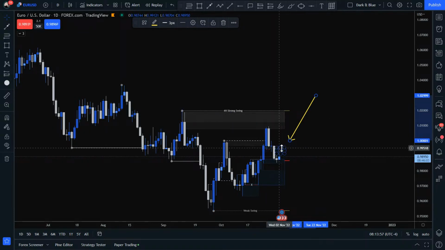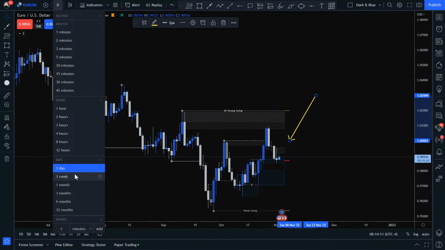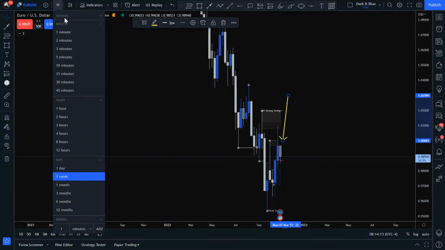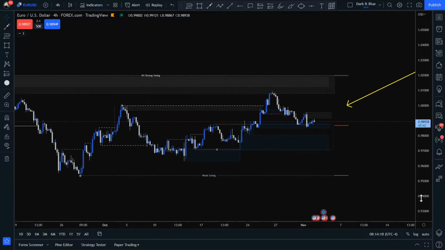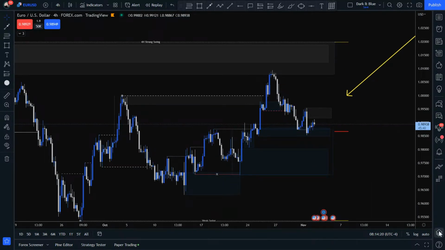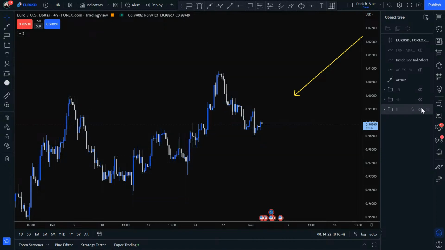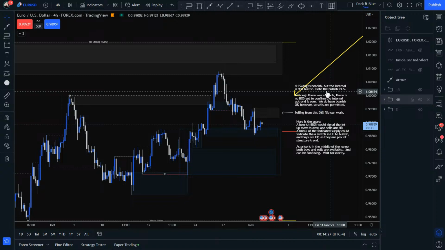So if you see a clean setup at a supply, it's permitted to take down to the next opposing demand zone. I hope that's clear. Let's move on to the weekly, not the weekly, the 4 hour. Okay, as we go down in the time zones, things become much clearer.